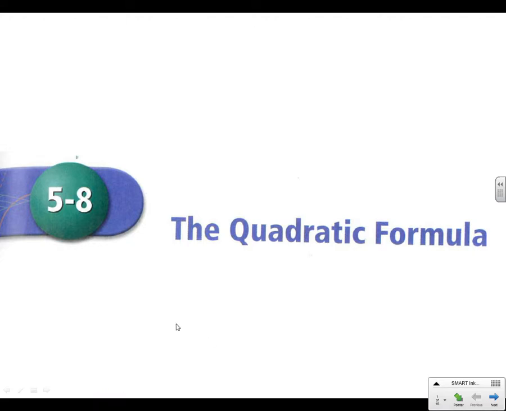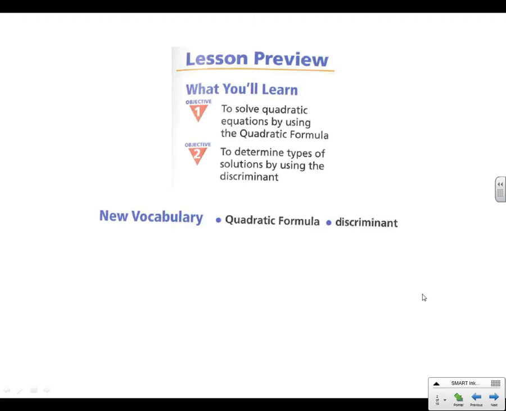All right, let's wrap up chapter 5 by finding the quadratic formula. So, quadratic formula, what we're going to learn is to solve quadratic equations using the quadratic formula, and then we're going to simplify things actually. We're going to use the discriminant to figure out which types of solutions we can solve. So, we'll figure out what the discriminant is in a second, and the quadratic formula, that's our new vocabulary for this section.